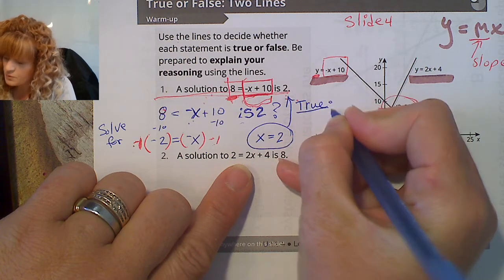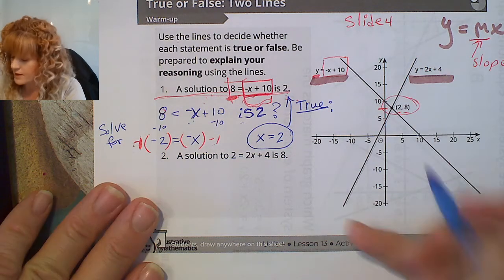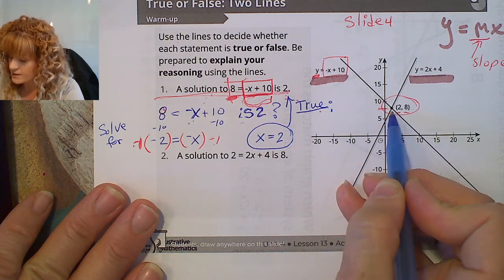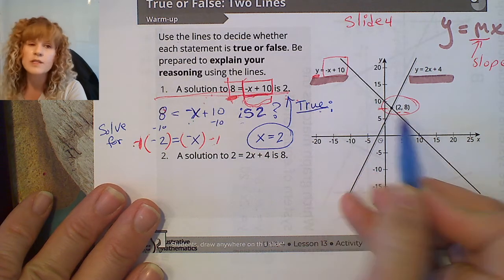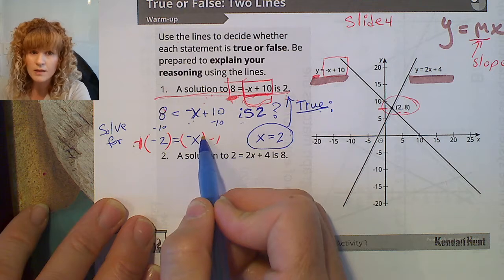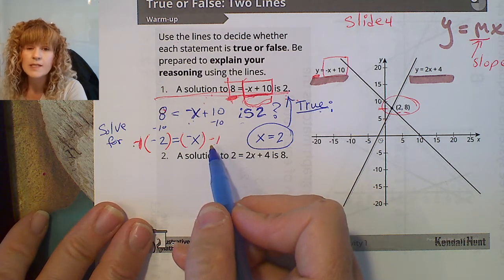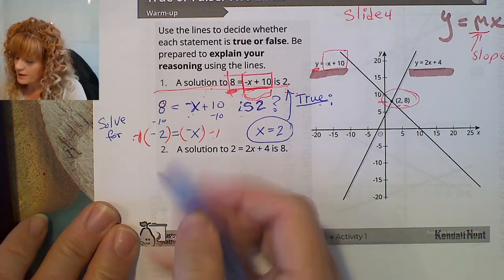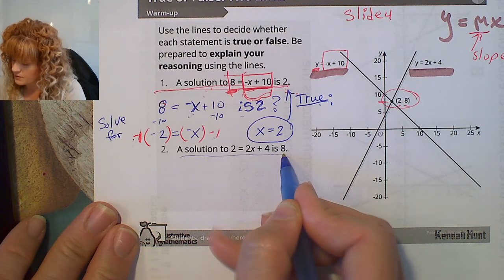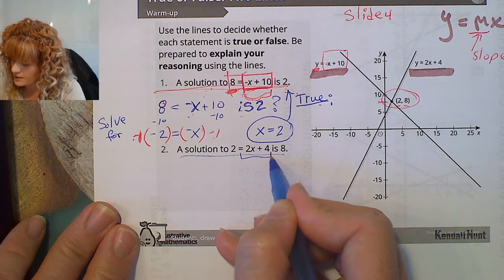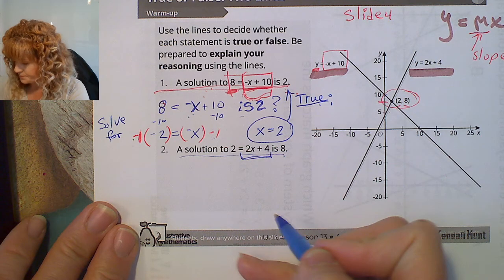Please tell me how you know it's true. So how did you solve this? It's true because it's a point on the line, or it's true because you did the math? Show me how you solved this in your assignment. Explain it. Okay, number 2, a solution to, and then here is the other equation, is 8.